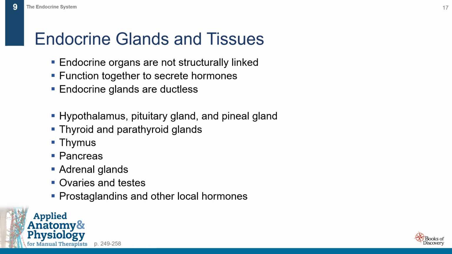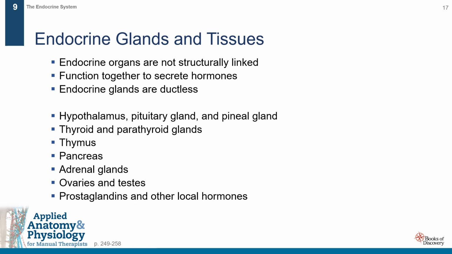Unlike other body systems, the endocrine organs are not structurally linked, although they are dispersed around the body. The system's individual glands and specialized tissues function together to secrete hormones directly into the blood and lymph.